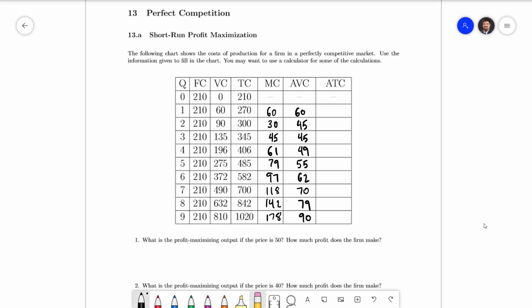Finally, for the average total cost, we take our total cost and divide that by quantity. For the first one, we have 270 divided by 1, which is 270. Then 300 divided by 2 is 150. 345 divided by 3 is 115, and so on.